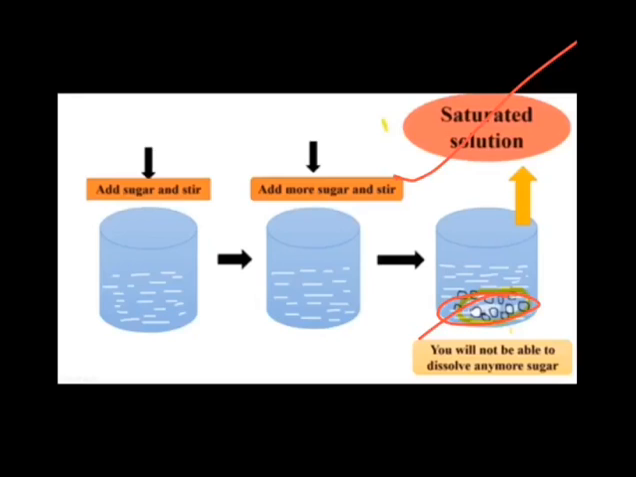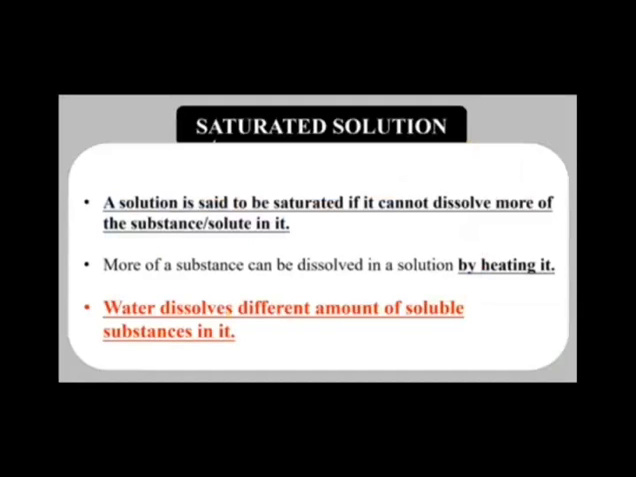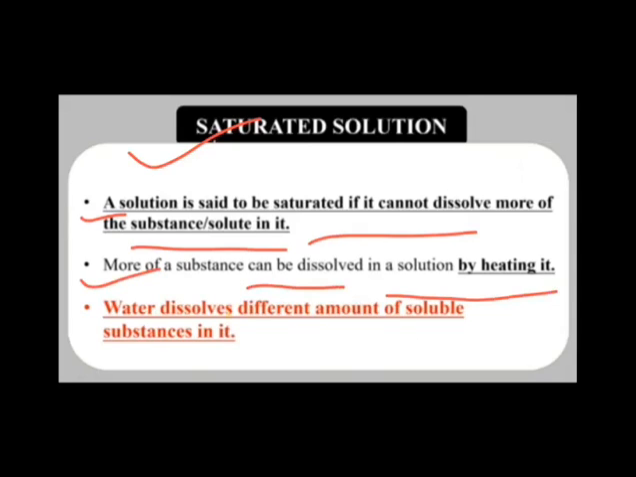So now we know what a saturated solution is. A solution is said to be saturated if it cannot dissolve more of the substance or solute in it. Okay, it cannot dissolve any more solute into it. So this is a saturated solution. More of a substance can be dissolved in a solution by heating it. So if you want to dissolve more of a substance in it, you have to heat it. Okay. So by heating you will be able to dissolve more of the substance.